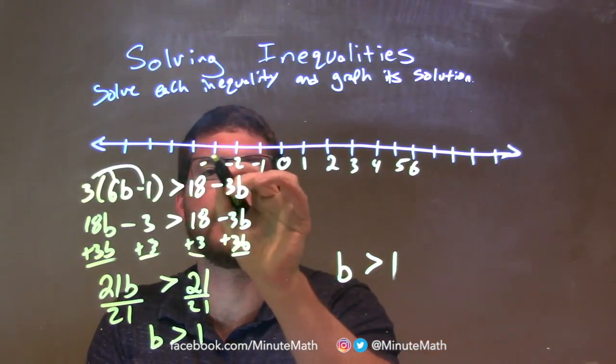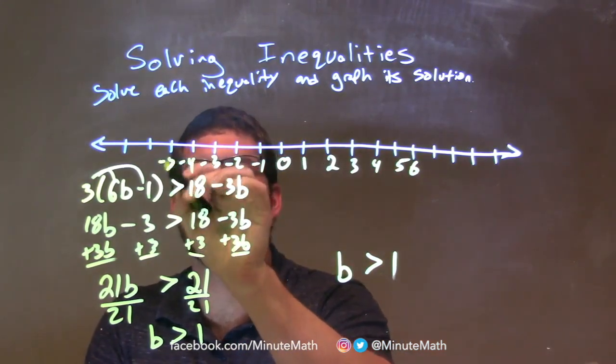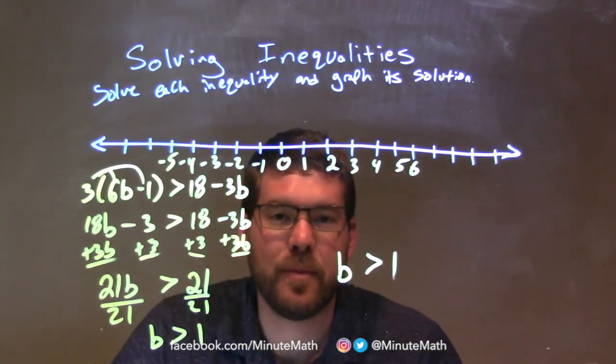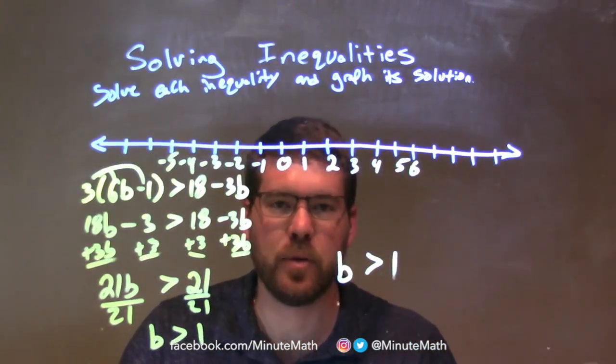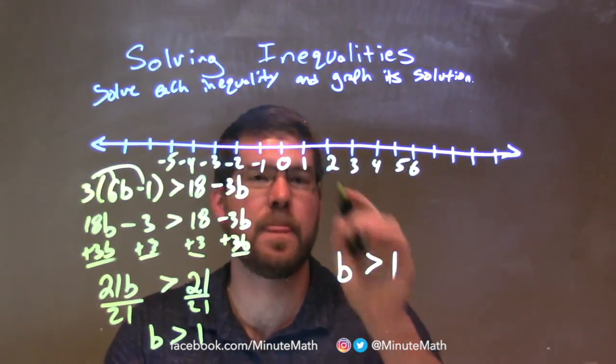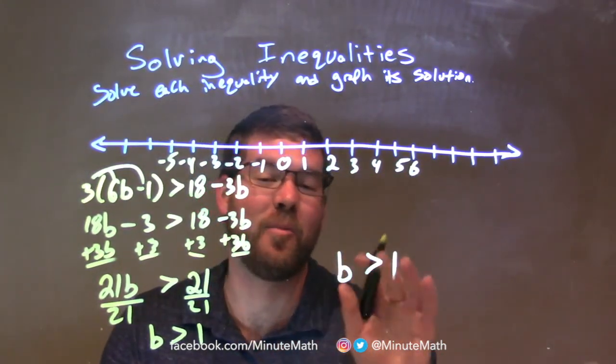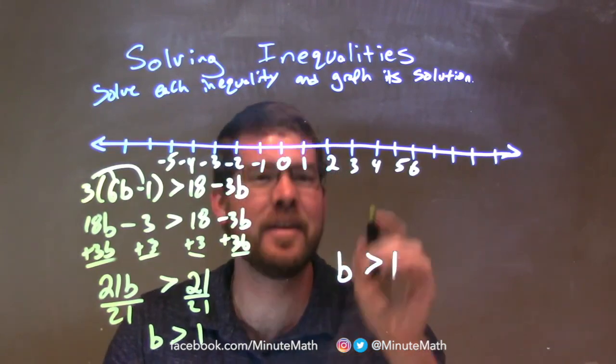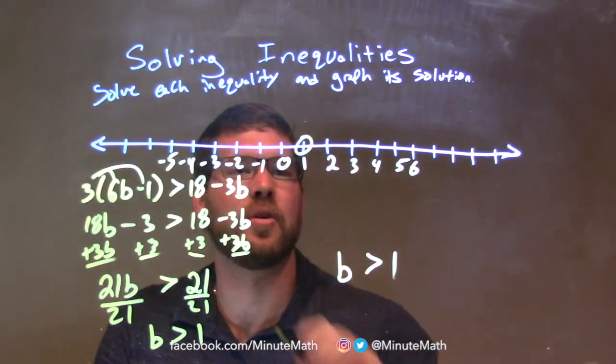Negative 1, negative 2, negative 3, negative 4. That's good. Okay, well, since b is greater than 0, but not equal to 0, right? It's just greater than 0. We put an open circle, or sorry, greater than 1, not 0, greater than 1. Be careful there. Greater than 1. Put an open circle at 1.